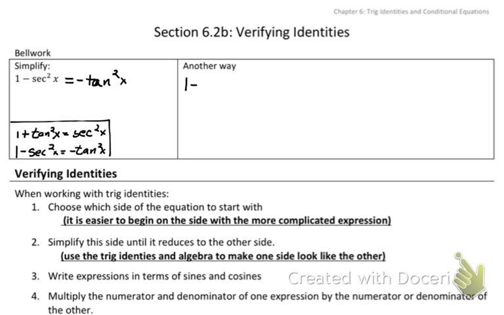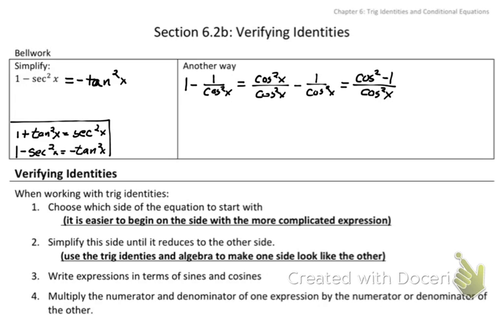So another way might be I have 1 minus, and secant squared is just 1 over cosine squared x. Well, once you get to put them together, I need to have a common denominator. So 1 can be rewritten as cosine squared over cosine squared. So I could rewrite that as cosine squared x over cosine squared x minus 1 over cosine squared x. And pushing those two together, we're going to get cosine squared minus 1 over cosine squared x.